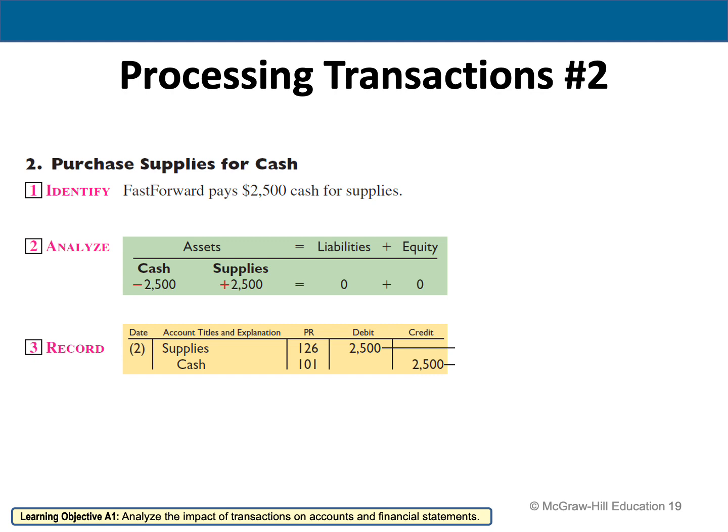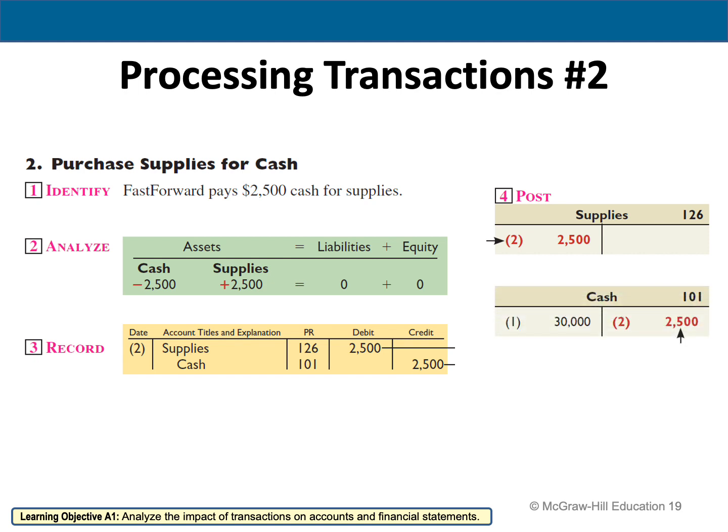The fourth step here is to post the accounts in T accounts. So I have now supplies and I have cash. I need to draw a T account for the supply, and I'm going to record the 2,500 on the left hand side. Why? Because I should record it on the debit side, because the supply is increasing. And I also need to record a second T account for the cash.